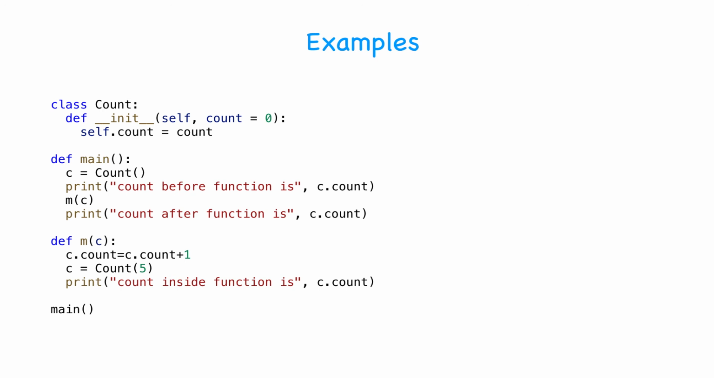So let us take another example. Till now we have seen examples with list objects and integer objects. Let us take custom objects which are created or instantiated from the class definition written by you. So let us take this example. Count is a class and this is an initializer function where you have one keyword argument, which is count is equal to 0. So by default count is 0.